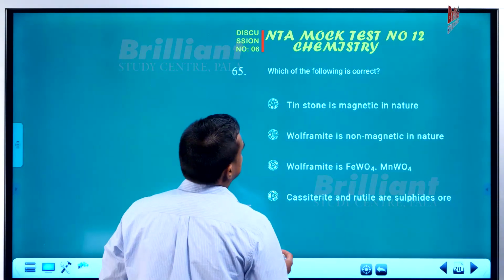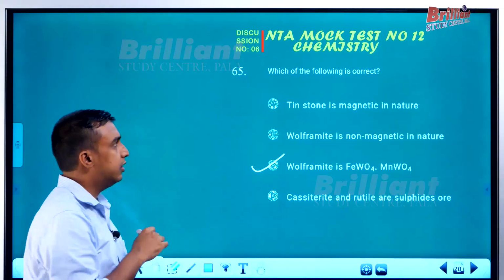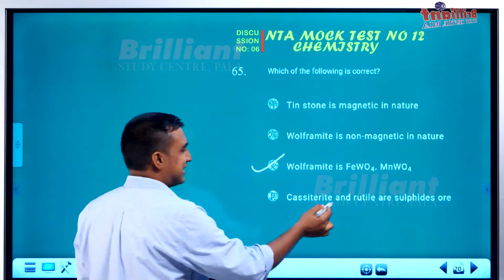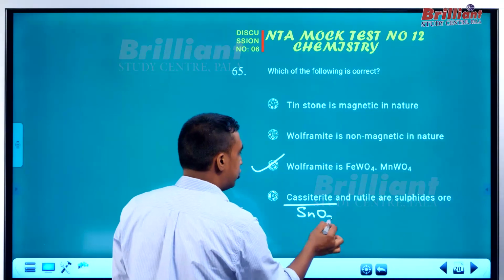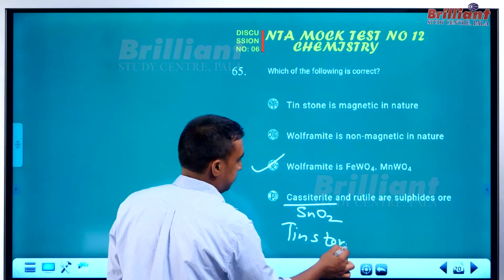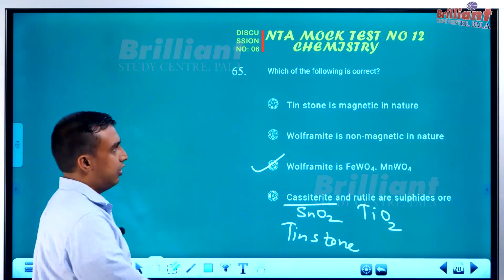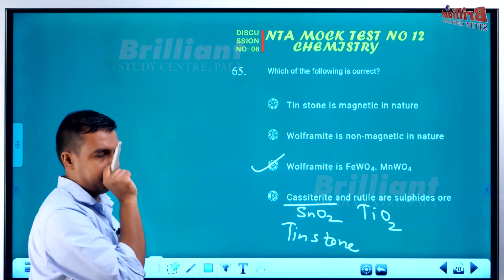Which of the following is correct? Now for this particular question, 65, the answer is C. What we need to know here is that cassiterite is SnO2. Another name for cassiterite is tin stone. Rutile is TiO2. Now let us see how each of the options comes.